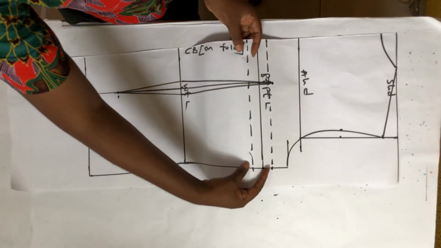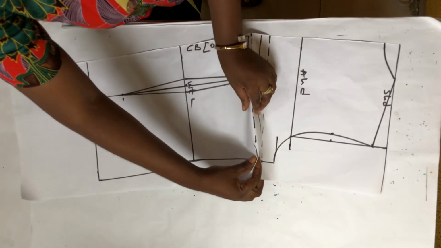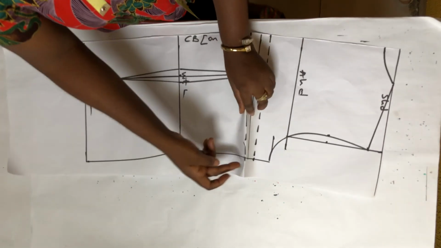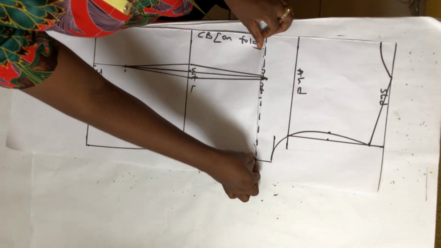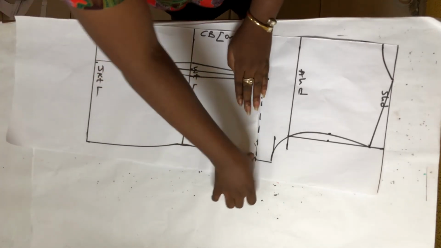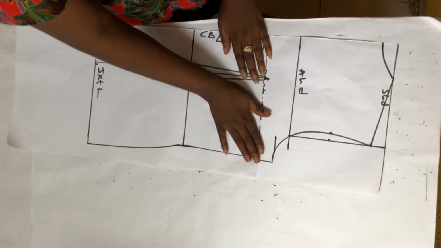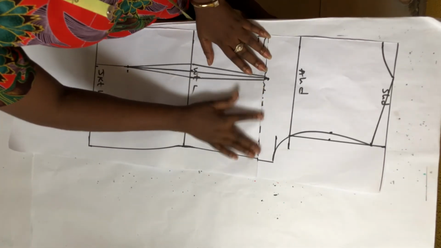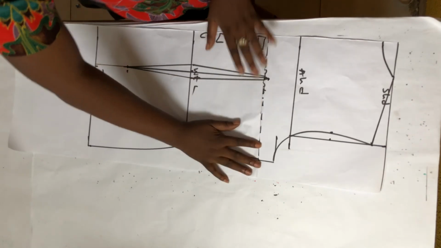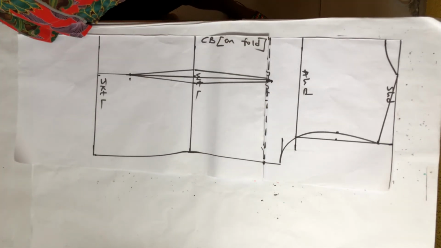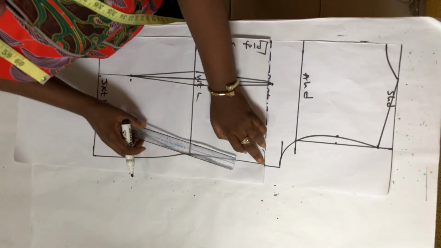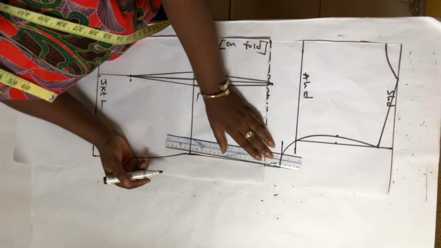I'm going to fold off these points. If I don't do this, my side will not align with that of the front. Also, there is no breast at the back, so I'm taking off part of the space where the breast occupies at the front. I'm going to use my ruler to balance here.